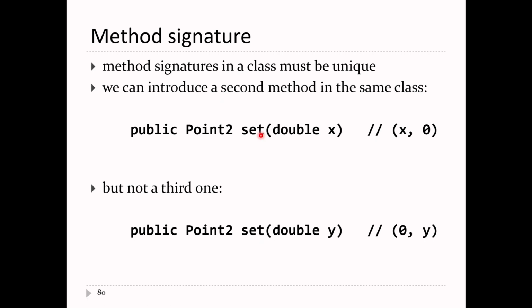You probably don't want to do this because as soon as you do this, you probably want to do the same thing with y. In other words, provide a version of set that changes the y coordinate to y and sets the x coordinate to 0. But you can't have both of these methods in the same class. They have the same signature. Their name is set, their parameter type is double. So you're not allowed to add both versions of this method to the same class. Even though the parameter name changes, the parameter name has no effect on whether or not you can include a method in the class.